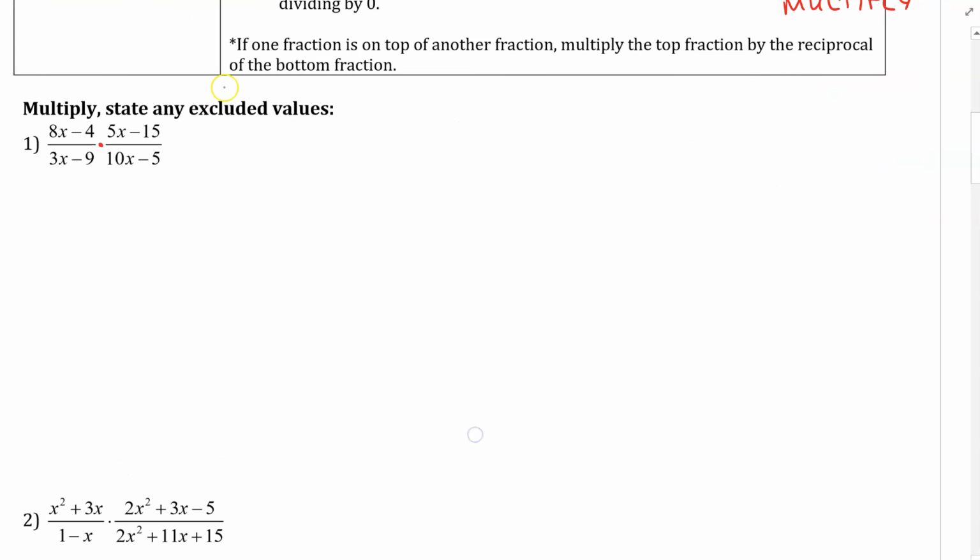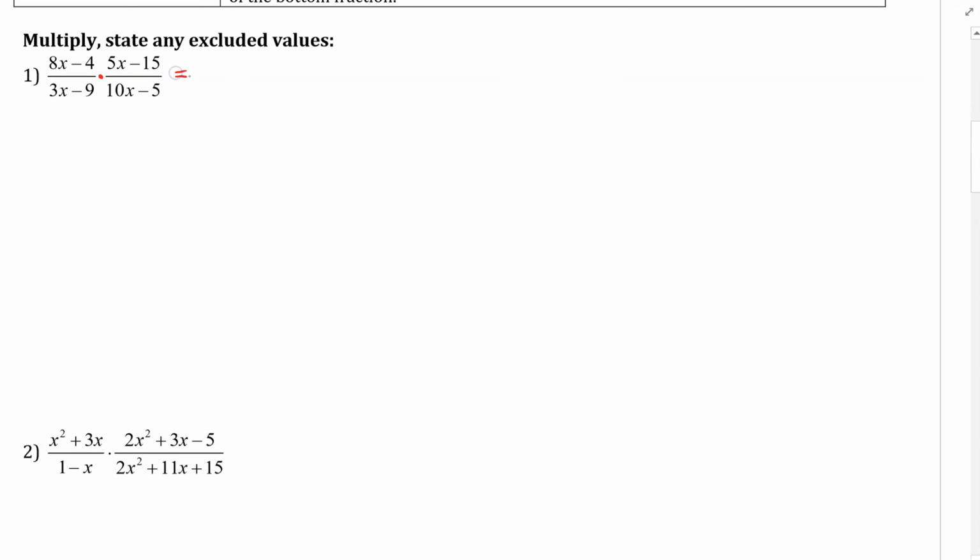So I notice in the first numerator, there is a GCF of 4. So I'm going to pull a 4 out of 8 and 4, and that will leave me with 2x minus 1. And then in the denominator, I can pull a 3 out of 3 and 9, and that will leave me with x minus 3. So I factored the numerator and denominator of the first one.